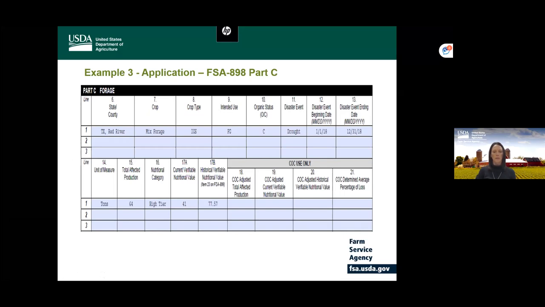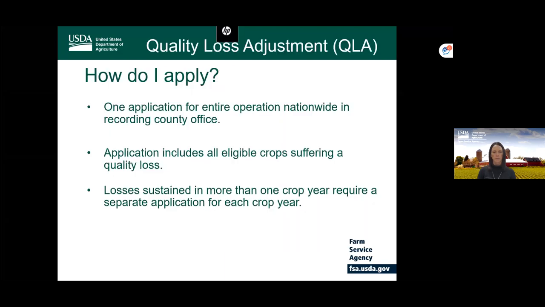So again, we had the 64 was our nutritional value for 2018. Our category is high tier. The current verifiable nutritional value of 41. And then our historical is 77.57. So our effective production was 64 tons. Our current nutritional value for 2018 was 41. I think I said that wrong before, I apologize. And then our historical verifiable nutritional value, which we got from our other form is 77.57. So that's how we'll complete it for forage crops.